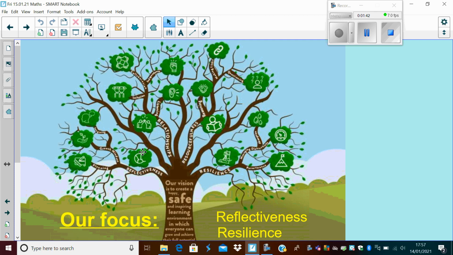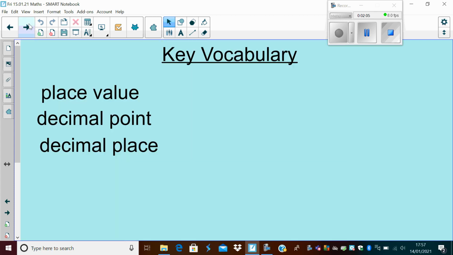So our focus today is really going to be on reflectiveness and resilience. Reflectiveness because you're doing multiplication and you've all done that before. You know how to multiply a 2, 3 or 4 digit number by a single digit. And some resilience because for many of you, this will be the first time you've multiplied decimals. Our key vocabulary: place value, decimal point, and decimal place. The most important one today is going to be the decimal place.